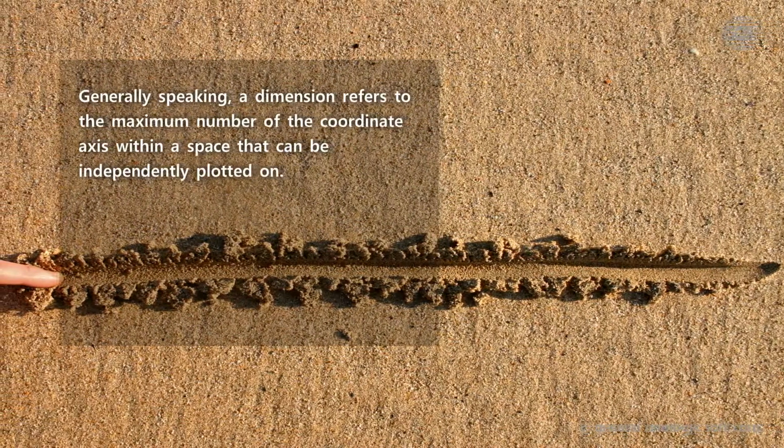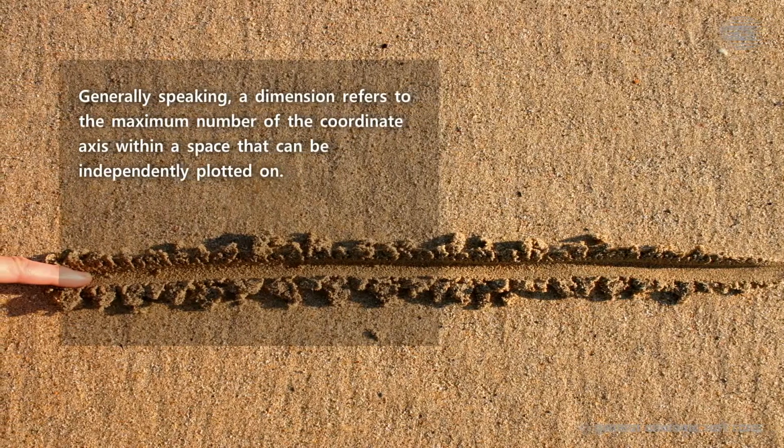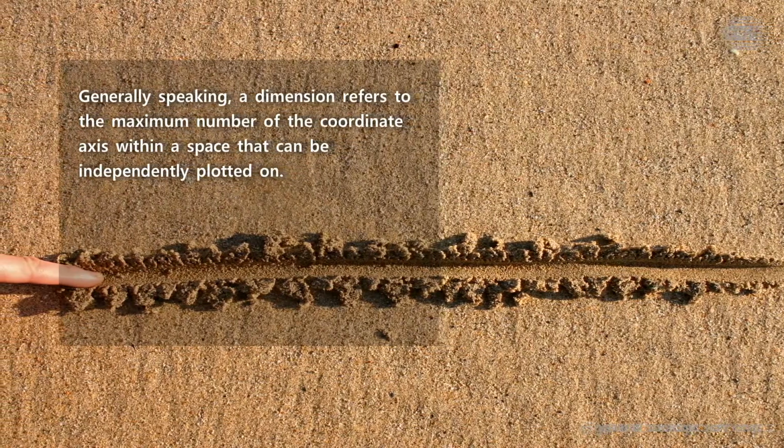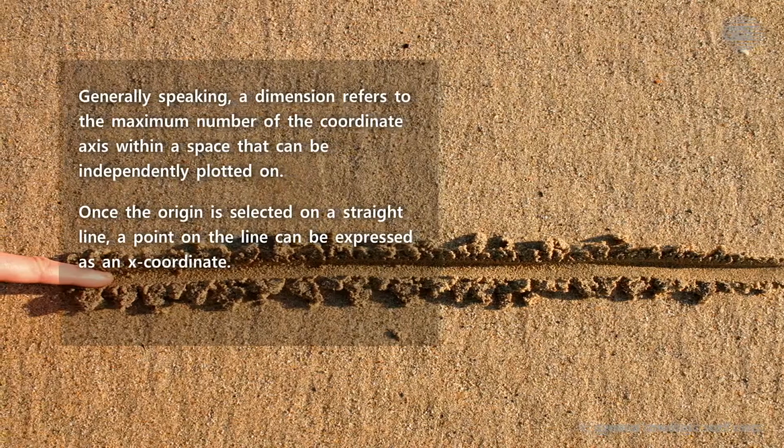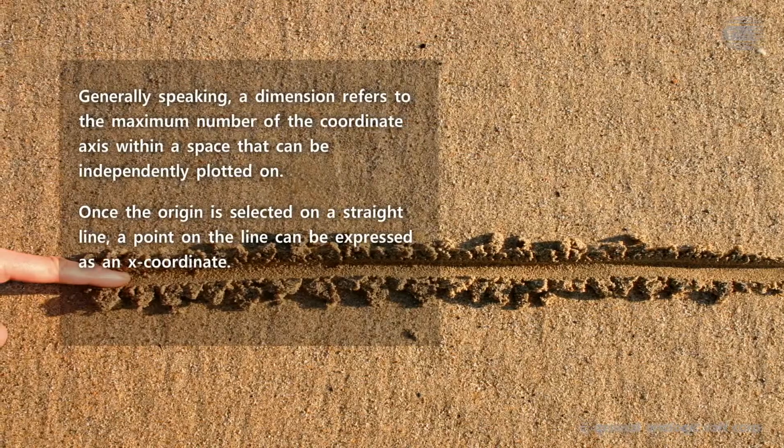Generally speaking, a dimension refers to the maximum number of the coordinate axis within a space that can be independently plotted on. Once the origin is selected on a straight line, a point on the line can be expressed as an x-coordinate.